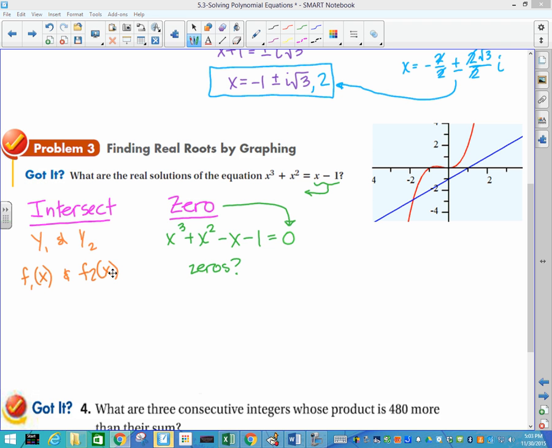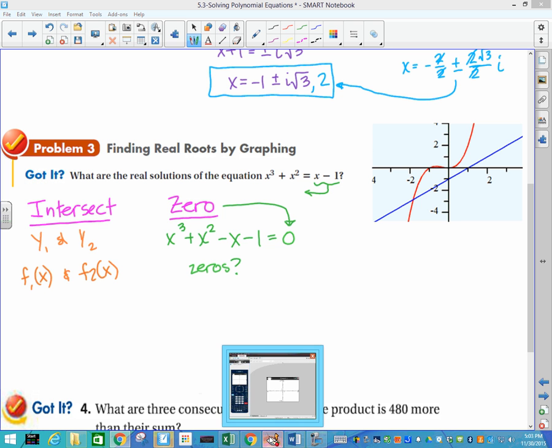Okay? And the reason this is a little bit harder for people is because if you don't know where they intersect, you're not going to know where that point is. So I gave you the graph so you have some idea, but let's go pick it up and graph it and see what we have.